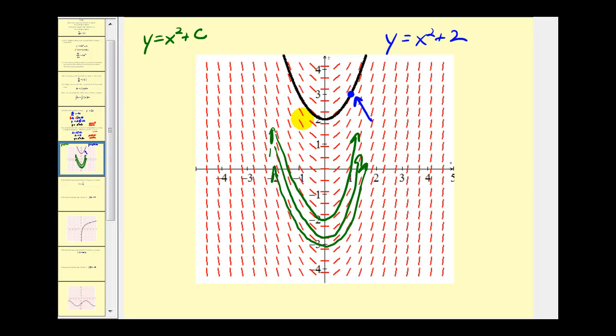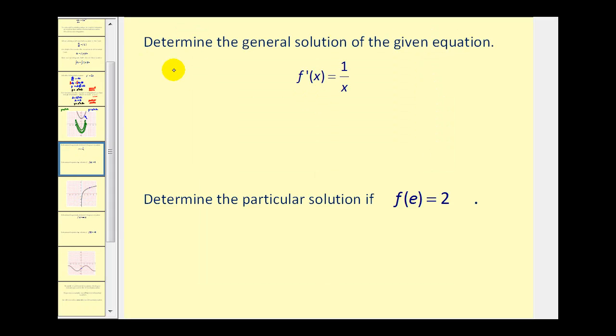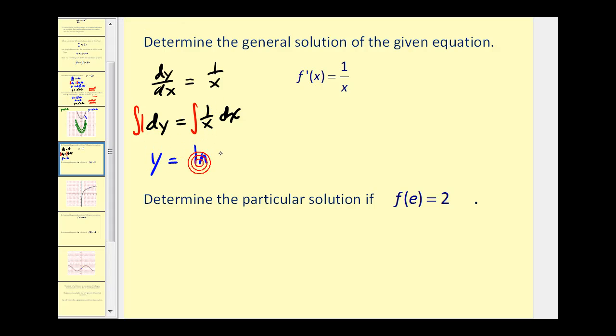Let's go and take a look at another example. So here we would have dy dx equals 1 over x, which means that differential y is equal to 1 over x times differential x. So now we can integrate both sides of the equation. The antiderivative of 1 with respect to y would be y. The antiderivative of 1 over x would be natural log of x, and then of course we have the plus c.